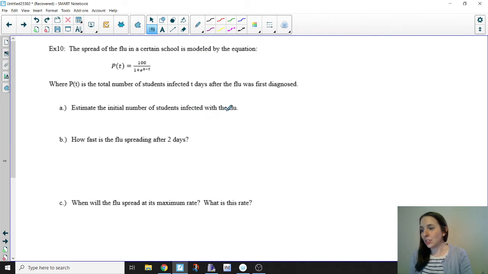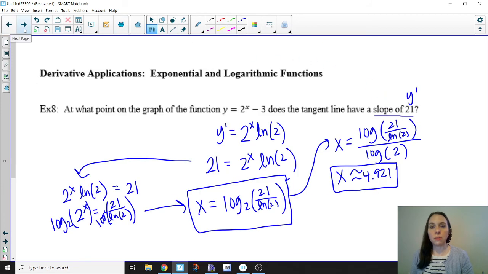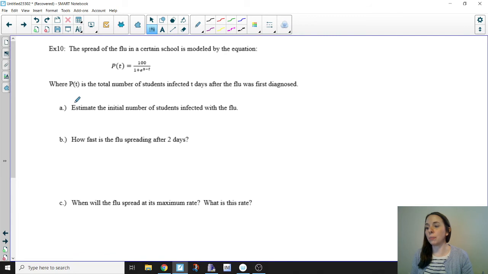Okay, so let's do this. Talk about a real life situation here. Remember, this is our function that tells us the total number of students that are infected at any given number of days. T stands for the days after the flu was first diagnosed. In part A, estimate the initial number of students. What I want you to think about is, do you need a derivative to answer part A? Remember, whenever you see keywords like rate or slope, that's when you need a derivative. Are you asked for any of that here in part A? No. You are just asked to estimate the initial number of students who are infected. And so that would just be the function value when t equals 0.